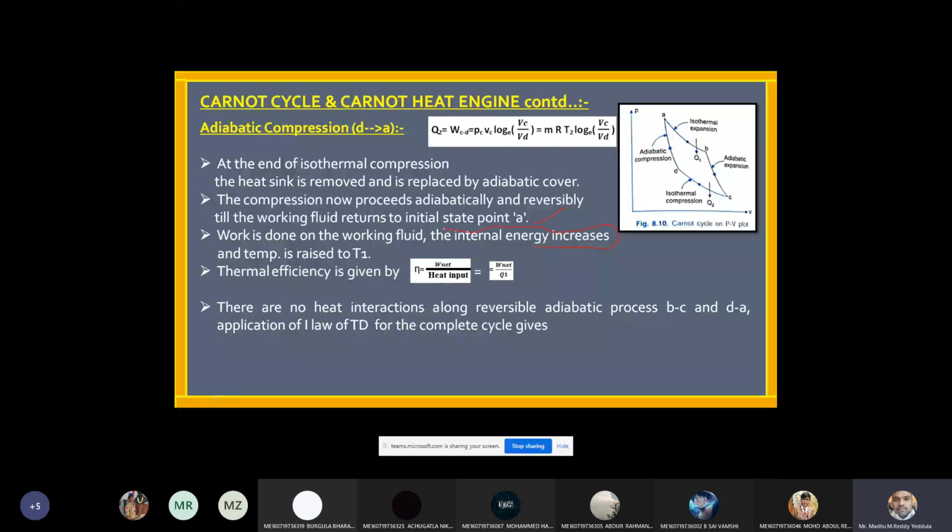If you see, during the adiabatic expansion process, in order to do the work, what will happen? Its internal energy is utilized. And during the adiabatic compression process, due to the work done on the working fluid, its internal energy is increased and its temperature is raised back to T1. This is T1 and this is T2. Now, from A to B the temperature is constant and C to D is also constant. Here heat is added from the source to the working fluid, and then from the working fluid to the sink during the isothermal compression.